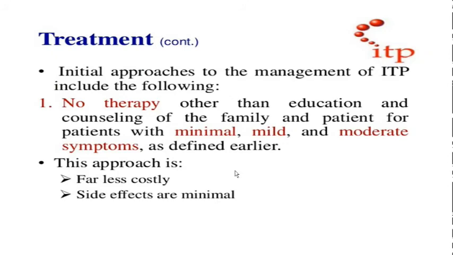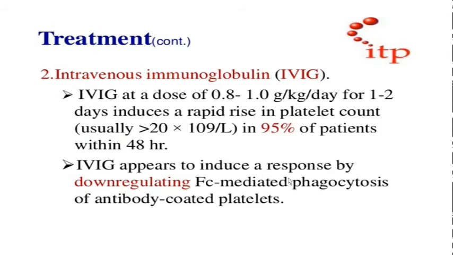So the management of ITP depends upon the symptoms. Usually when you have chronic ITP with no or minimal or mild symptoms and a platelet count of more than 30,000, you need monitoring of the patient. And then if there are certain symptoms, you think about initiating treatment, in order to cut down the cost and also to cut down on the side effects. The treatment of choice for acute exacerbation is intravenous immunoglobulin, which leads to a rapid rise in platelets in 95% of patients within 48 hours.